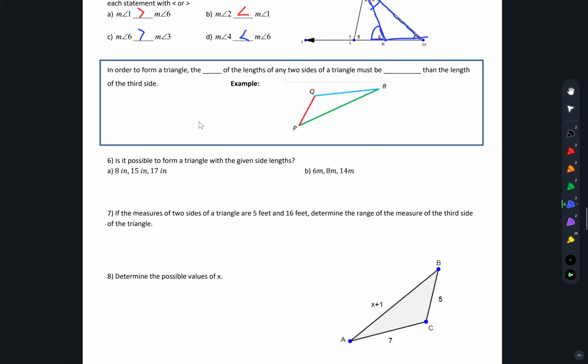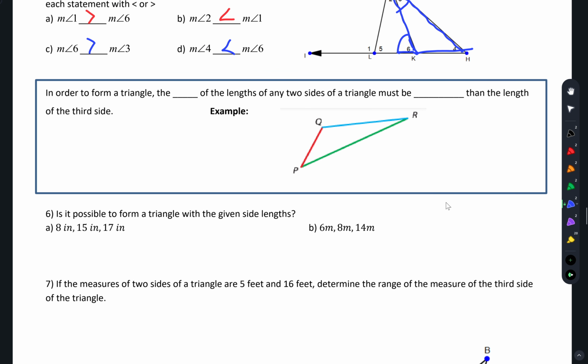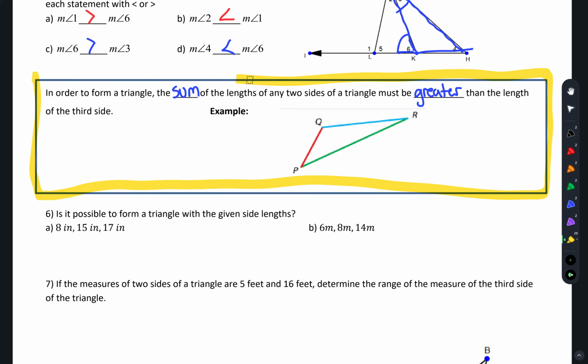All right. This is the real fun part. I like this part. So it says, in order to form a triangle, the sum of the lengths of any two sides of a triangle must be greater than the length of the third side. Put this in a highlighted box or star it or whatever you got to do. This is the big idea from this lesson, really. This says, no matter my triangle, if I add any two of the sides together, those two sides will be bigger than the third side, no matter what combination I put together.